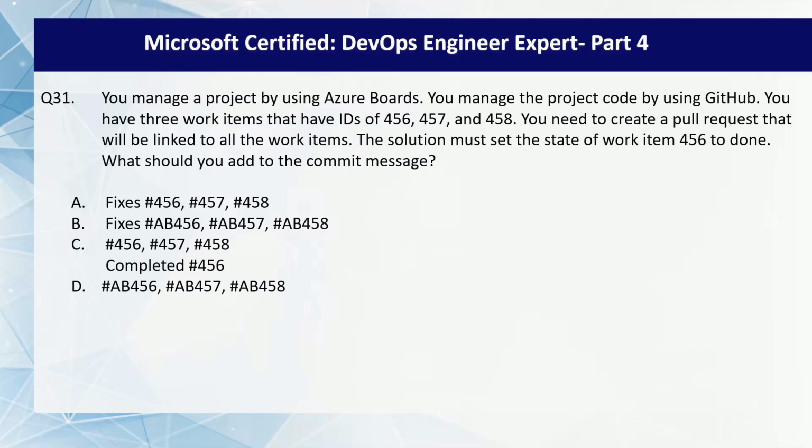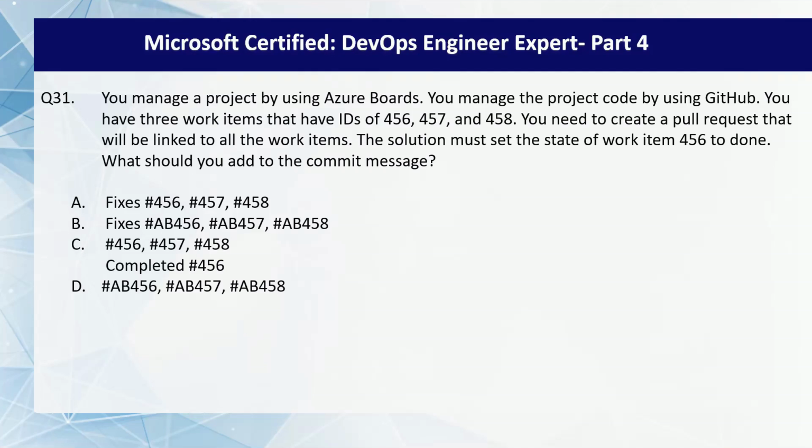You manage a project by using Azure Boards. You manage the project code by using GitHub. You have 3 work items that have IDs of 456, 457, and 458. You need to create a pull request that will be linked to all the work items. The solution must set the state of work item 456 to done. What should you add to the commit message?